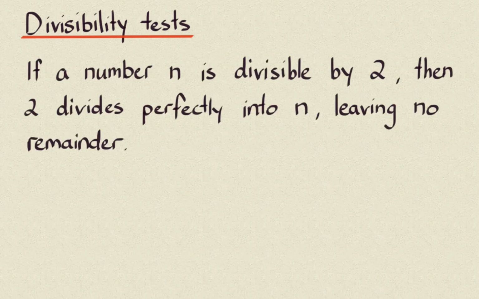So let's say that we have a number n, and n is divisible by 2. What does this mean? Well, 2 divides perfectly into n, leaving no remainder. Okay, so this seems fine so far. So what could n be? What are some possible values of n? Now remember, the number n is a natural number, so a counting number. It can't be 1, but it could be 2, can't be 3, but it could be 4, 6, 8, 10, and so on, right? So all the even numbers, they are all numbers that are divisible by 2.